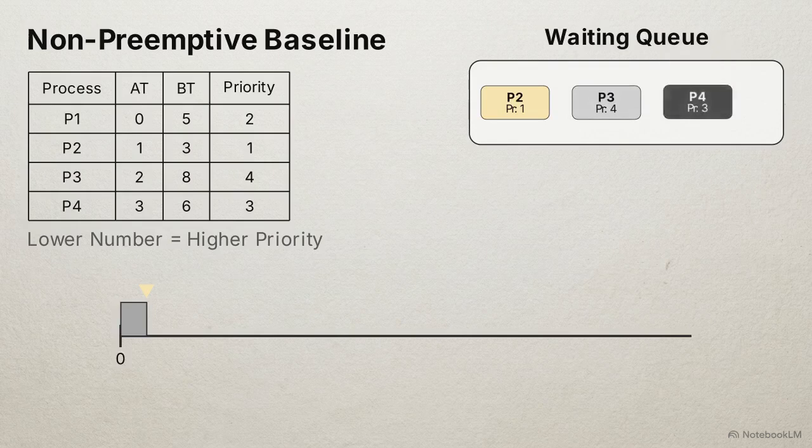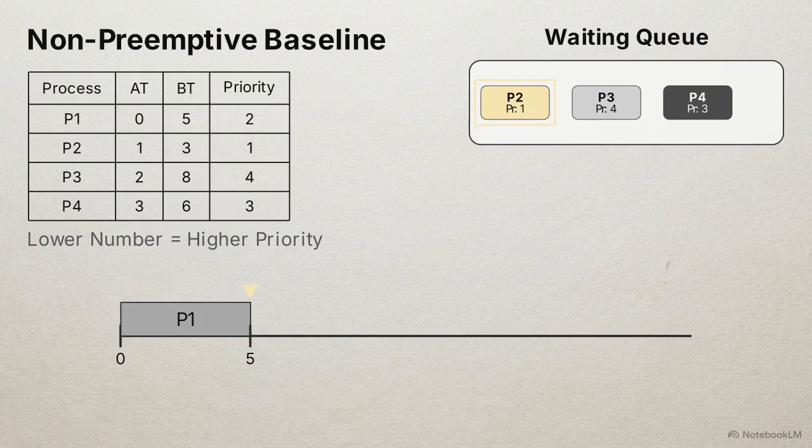At exactly time 1, a critical conflict occurs. Process 2 arrives with a priority rank of 1. This severely outranks Process 1, which holds a priority of 2. However, under the strict rules of non-preemptive scheduling, Process 1 ignores the higher priority arrival entirely. It retains absolute control of the CPU until its burst naturally completes at time 5.